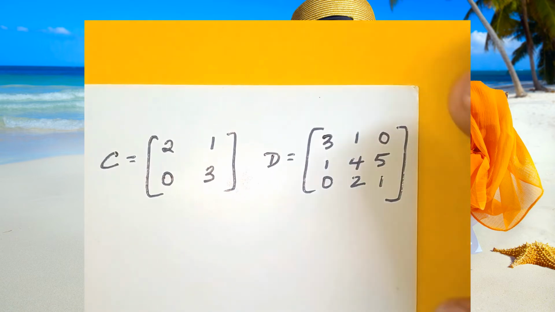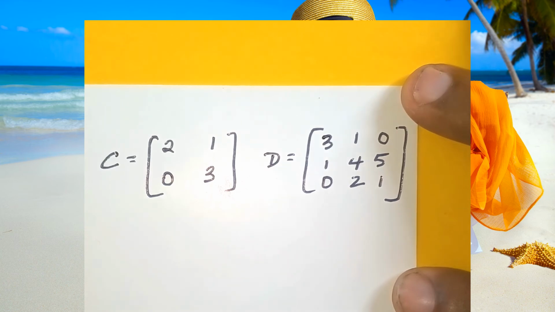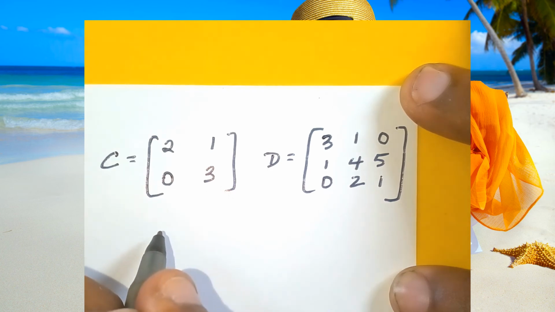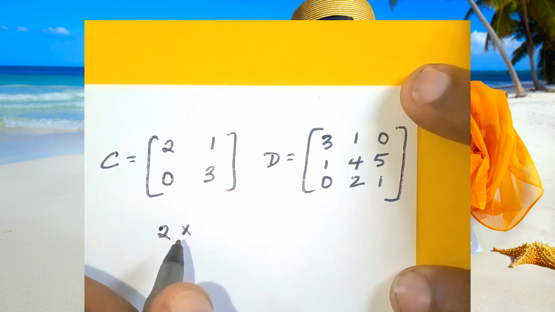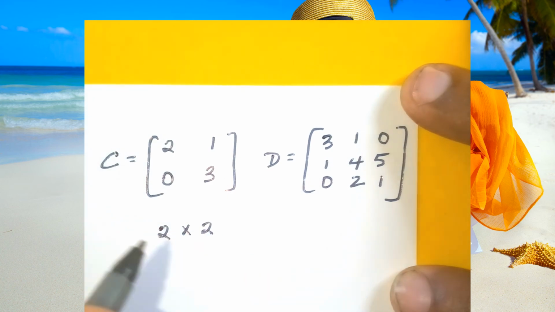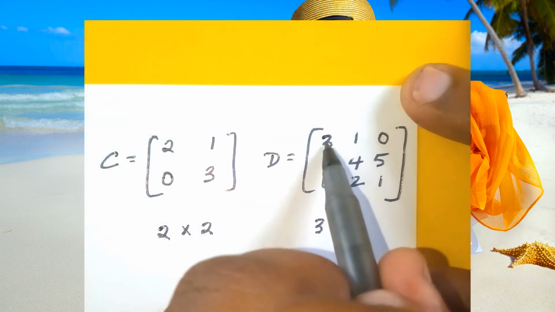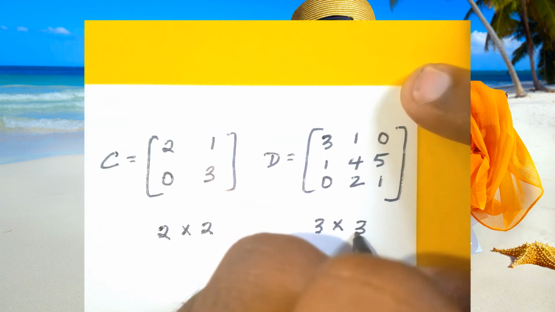Let's look at this example. We're going to test whether the matrix C and the matrix D are conformable. To check conformability, we have to write down the order, or the rank, or the dimension, or the size of each matrix. The number of rows in matrix C is 2, and the number of columns is also 2. So C is a 2 by 2 matrix. Let's look at D. The number of rows in D is 3, and the number of columns in D is 3. So this is a 3 by 3 matrix.